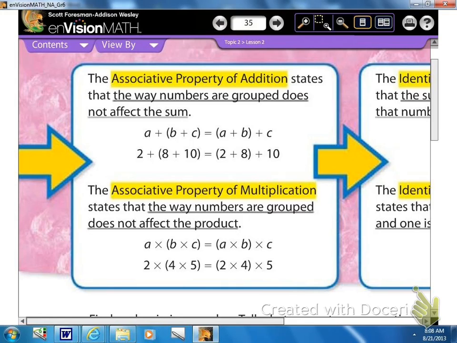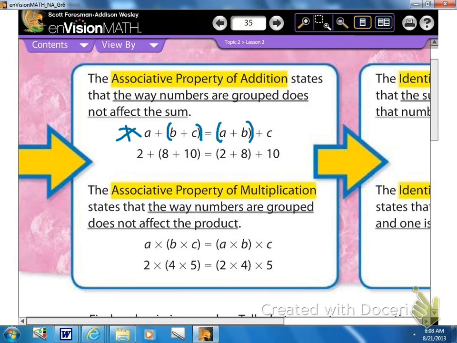The associative property of addition states that the way numbers are grouped does not affect the sum or the total when they're added. And let's look at this example here. We have a number A plus a number B plus C equals A plus B in parentheses plus C. Now remember, if we see parentheses, this means do me first, okay? You have to do the operation in the parentheses first.